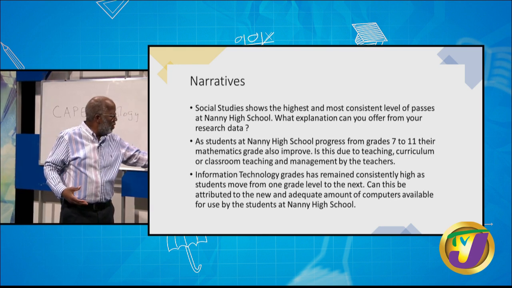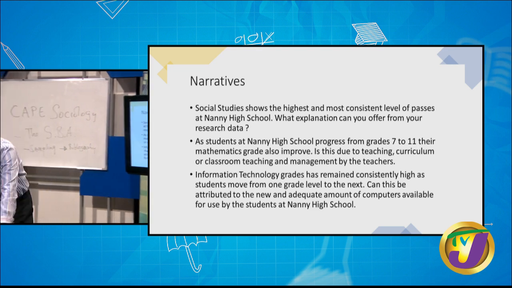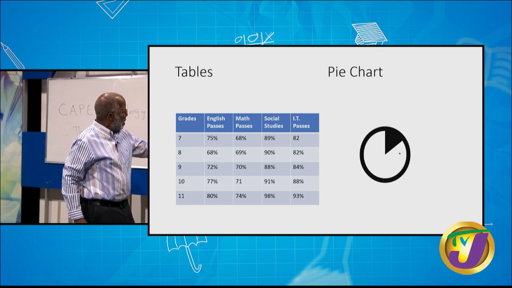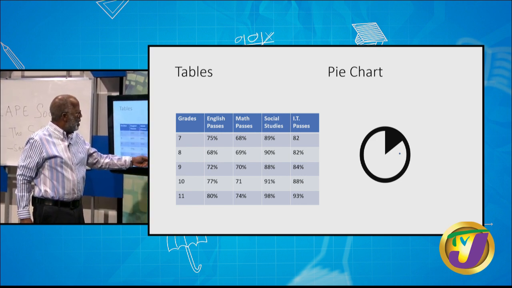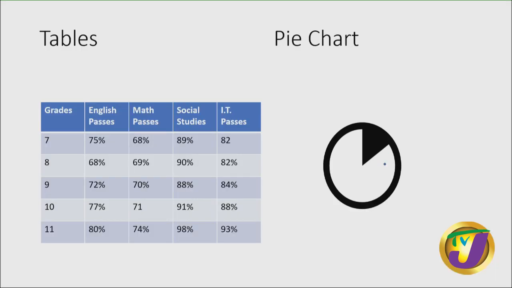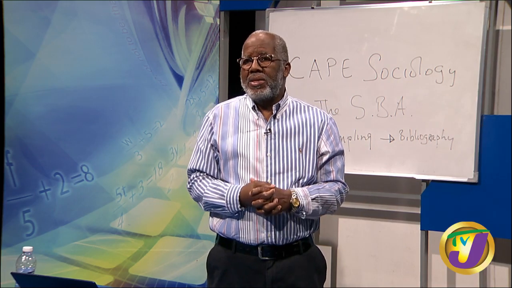So information grades have remained consistently high as students move from one grade level to the next. So we can check again to see if we are correct in terms of the narrative. So we look at IT, 82, 82, 84, 88, 93. And so we realize that there is an increase in IT grades. So there could be a number of factors. Of course, the current generation of students, you are very IT focused. You grow up with a cell phone, you grow up with the technology, and so you tend to do very well because you are the technological generation. So that could be a reason.